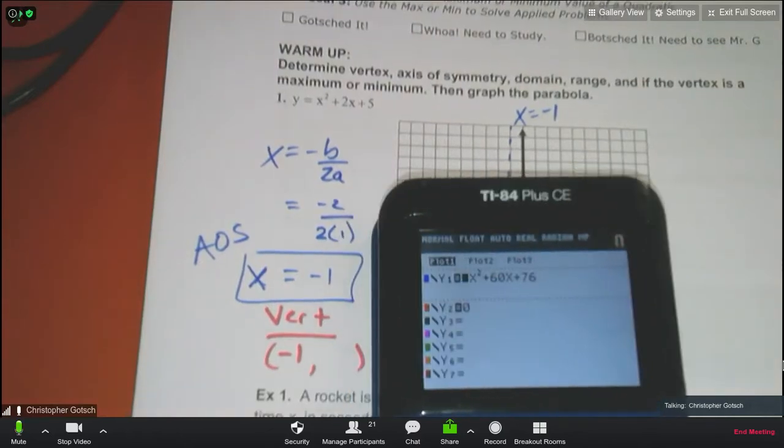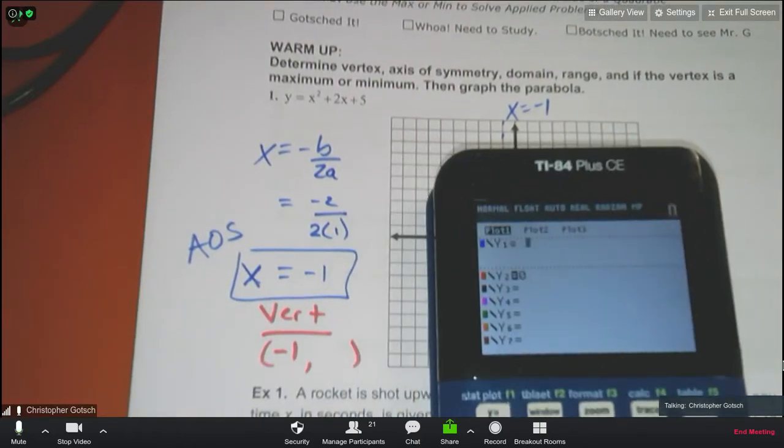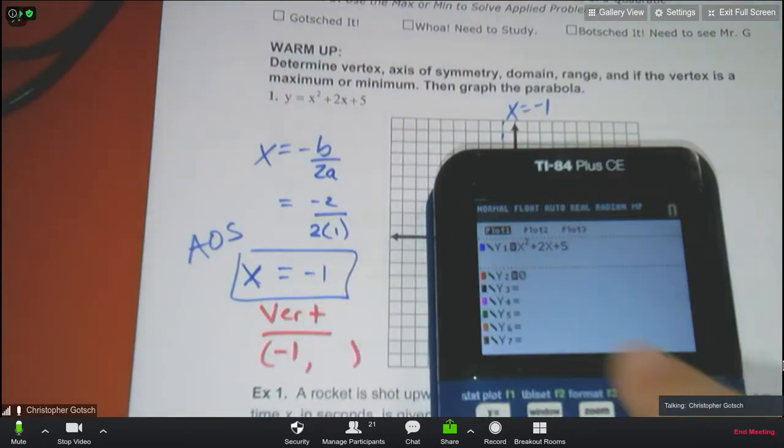I go to y equals, and I want to type in x squared plus 2x and then plus the 5. Now sometimes you guys are going back and forth between homework assignments and maybe you're just doing the scatter dot program. So you want to make sure your plots are off. So go ahead and make sure those are not highlighted. You want that off. So go up there and press enter, and that will deselect it.